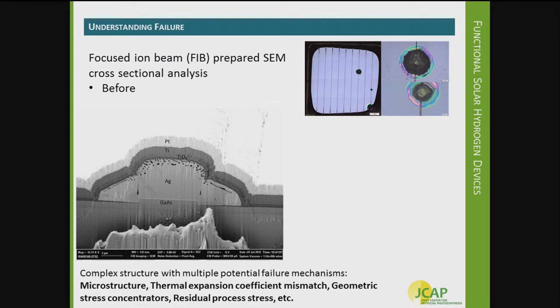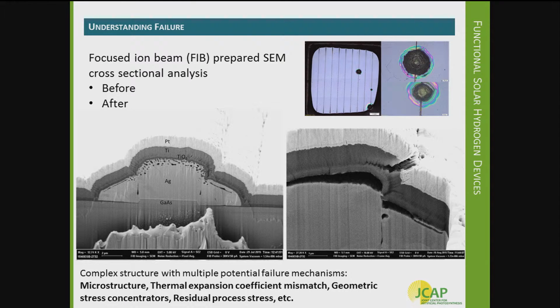It has a complex high surface area microstructure. There are many different materials with the opportunity for differential thermal expansion that could lead to the origin of strains, particularly under light-dark cycling where there are temperature variations. There are highly concave regions that could be considered geometric stress concentrators, and of course, as there are multiple process steps and multiple tools required to make one of these systems, there can be residual process stress that eventually leads to crack formation.